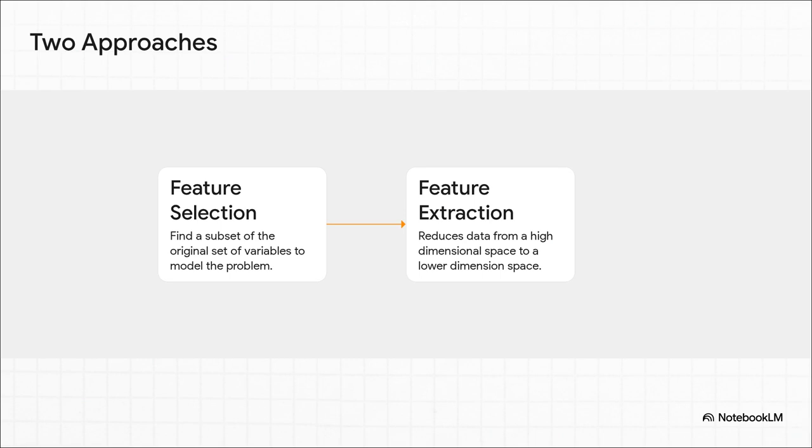Feature selection is like looking at 20 spices and deciding, you know what, I only really need the salt, pepper, and garlic. You're just picking the most important features you already have. Feature extraction, on the other hand, is more like creating a brand new spice blend. You take several of your original spices and combine them to create a new, more powerful one that captures the essence of all of them.